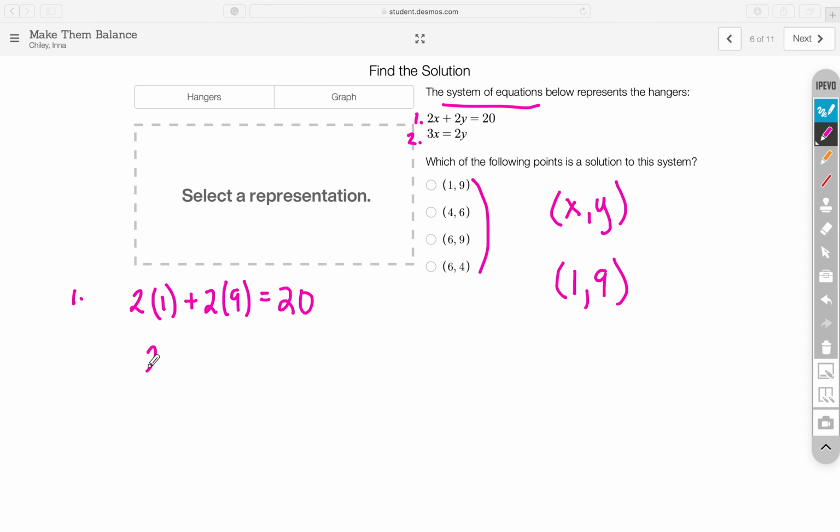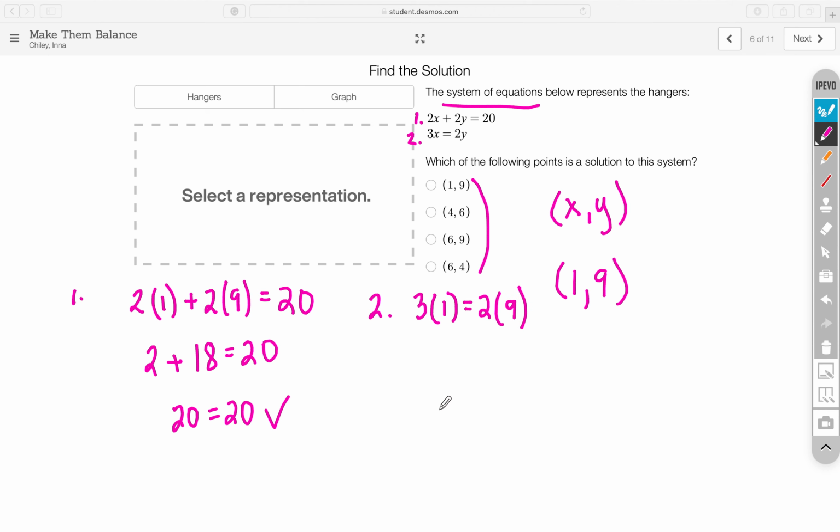2 times 1 is 2. 2 times 9 is 18. And then 2 plus 18 is 20. 20 equals 20, so that's good. For the second one, 3 times 1 is equal to 2 times 9. 3 times 1 is 3. 2 times 9 is 18. So those are not equal. 3 does not equal 18. So this point, 1, 9, cannot be a solution to the system of equations.